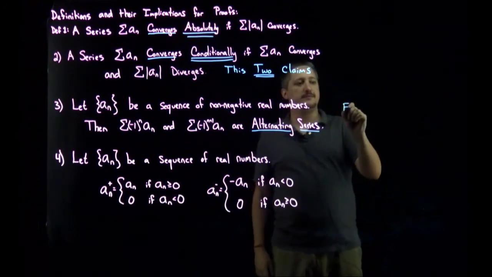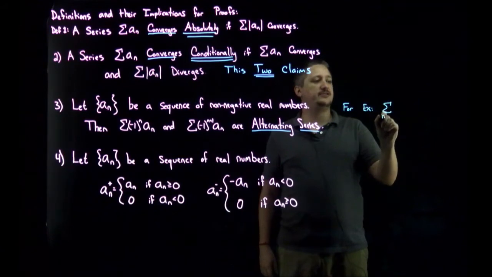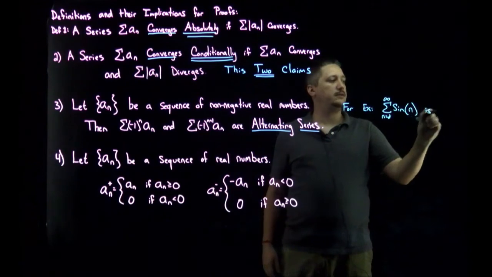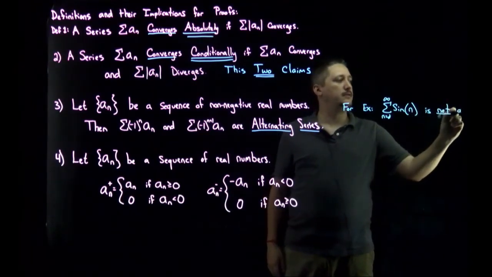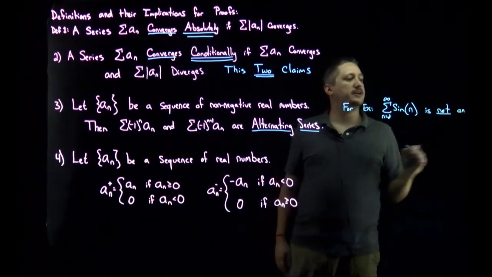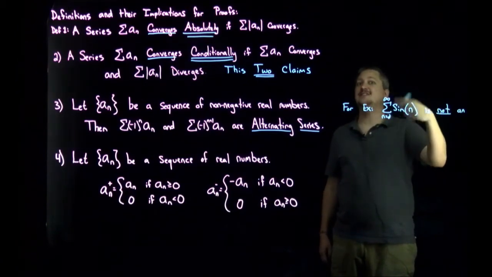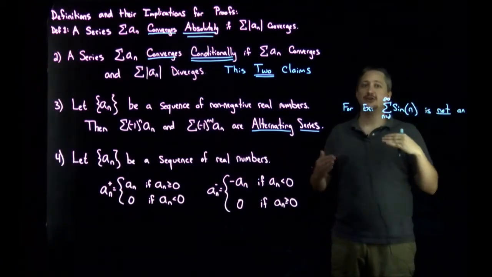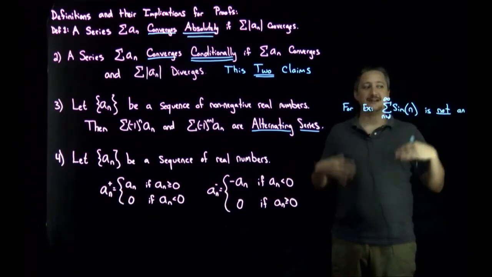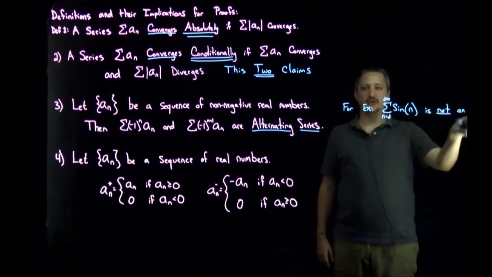So for example, the series, let's go with n equals 0 to infinity of sin(n), is not an alternating series. Because although this does change sign, it doesn't change sign every term. It's not consistent. Sometimes it'll change every term for a few terms in a row. Sometimes it'll have the same sign more than once in a row, right? It's not consistently always changing sign each term, and so it's not an alternating series.